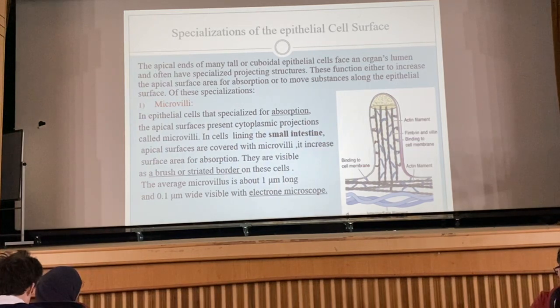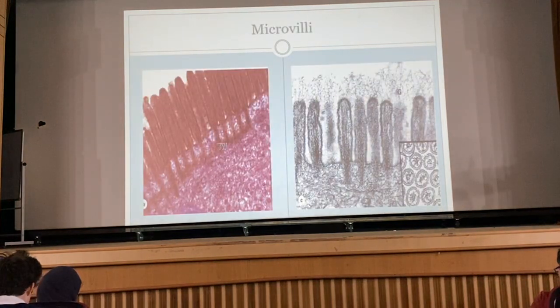So, this is an image taken by electron microscope. As you see, these are microvilli found on the apical surface of the cells.